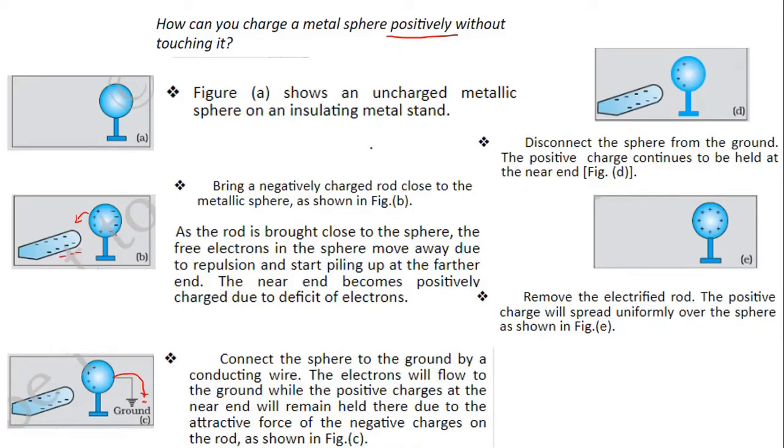Now a similar question that can be asked on this pattern is how a metal sphere can be charged negatively. Mind it, here the keyword is negatively. In order to charge a sphere negatively, we have to bring a positively charged rod near it, so this sphere will develop the negative charge. So mind it, by the method of induction, always the opposite charges get developed on the isolated body.